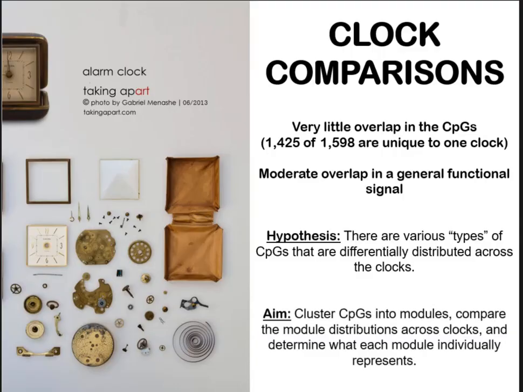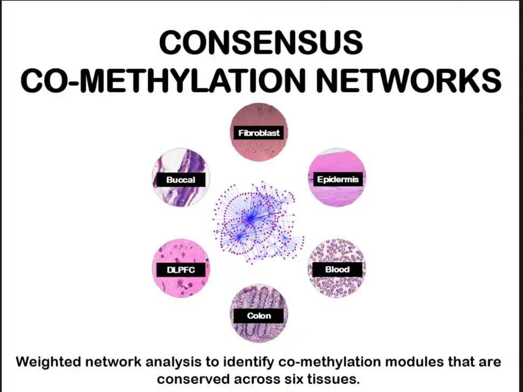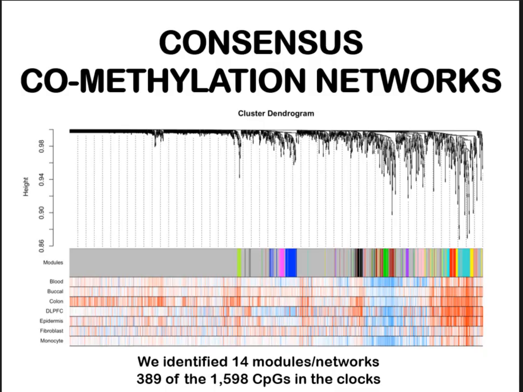For this aim, we're doing a clustering approach where we cluster the CpGs into modules. I already showed you clustering people into groups based on shared characteristics, but in this case, we're clustering CpGs based on their shared methylation patterns, and then we can compare which modules are captured in the different clocks. I mentioned it's really important to consider tissue differences, so the clustering has to be conserved across different types of tissues. We use what's called weighted network analysis to identify modules conserved across these 6 different tissues. This is one of those dendrograms again.